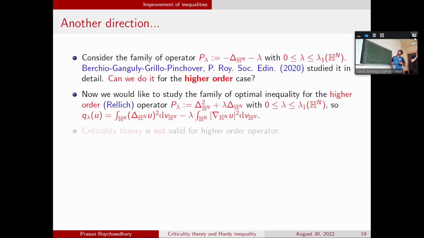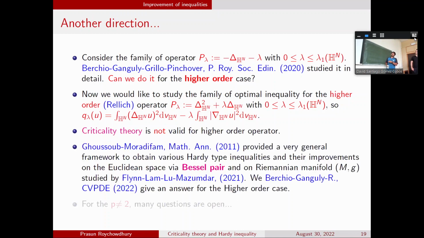We consider again this Laplacian and this family. Here they proved, or actually I would say they wrote this paper inspired by criticality theory, using criticality theory arguments. But we consider this kind of operator, the Laplacian squared, where the criticality theory is not true. So we got help from Bessel pairs, that kind of thing, to give an answer.